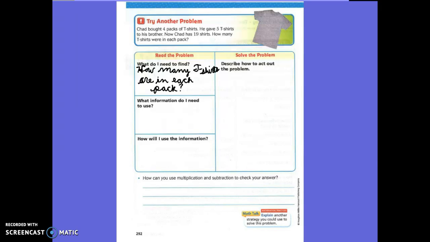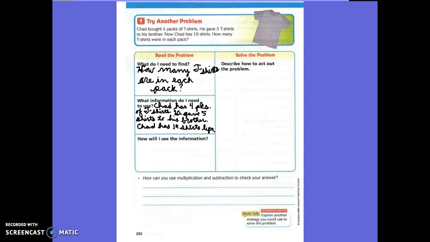Write that down. So what information do I need to use? What was the first most important information? He has 4 packs of t-shirts. What's the second most important information? He gave 5 t-shirts to his brother. And what's the last important information? Now Chad has 19 shirts. We're going to write that.